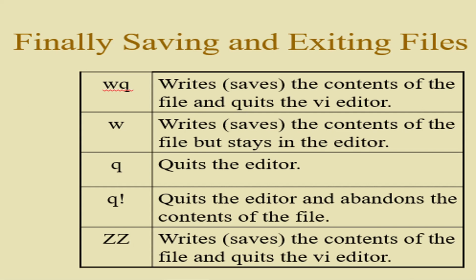If you just want to save the file but you don't want to quit, you just type W. Just like in Microsoft Word, when you press save or Control S, W will save the file but will not exit the editor, so you can still continue working on your file. If you just want to quit the editor, you press Q. If you want to quit the editor without saving the changes you made, you have to press Q with the exclamation mark. That will quit the editor without saving, so it will abandon all the changes you made.